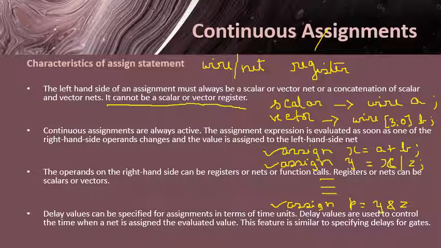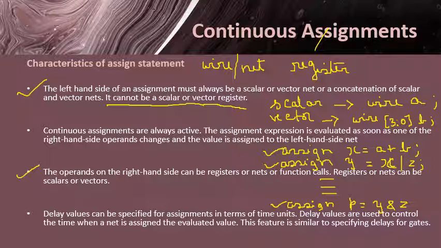Third point is the operands on the right hand side can be registers or nets or function calls. Registers or nets can be scalars or vectors. The first point I mentioned, that it cannot be a register, is for the left hand side operand, whereas on the right hand side you can have a register or a net or even a function call, and it could be scalar or vector as well.